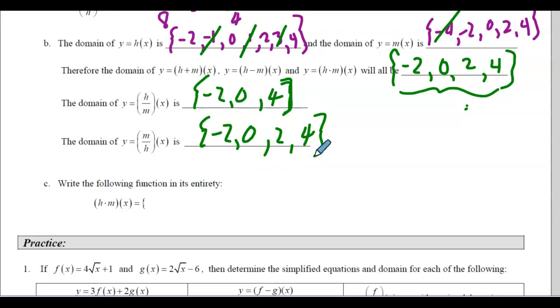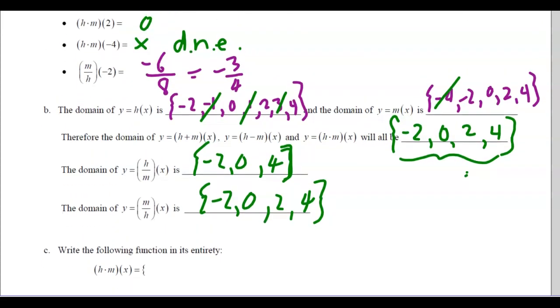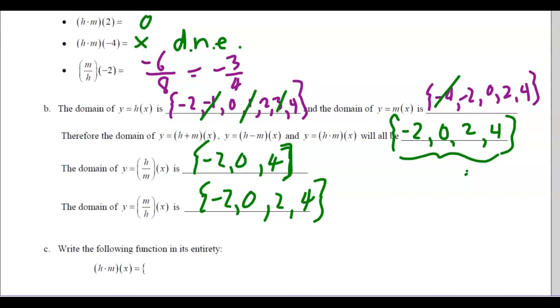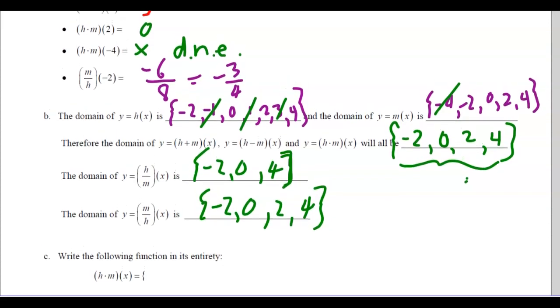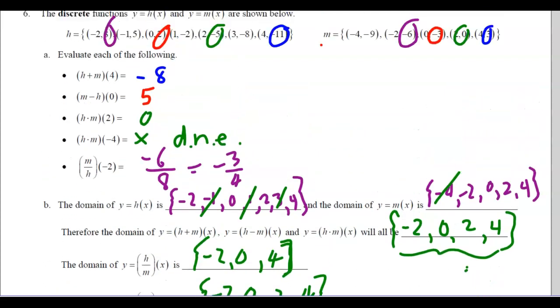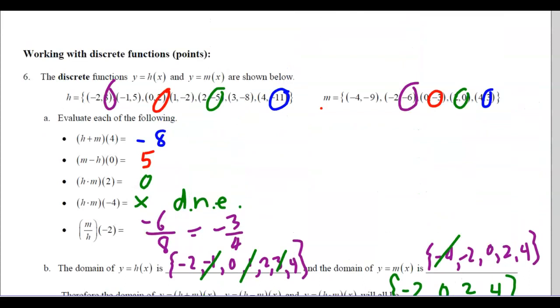Okay, so then write out the following function in its entirety. So for multiplying together, remember we can only do it for x values. So here we have to use it for our defined x's: negative 2, 0, 2, and 4. Okay, so then what do we get? So when we multiply them together, let me just erase this.